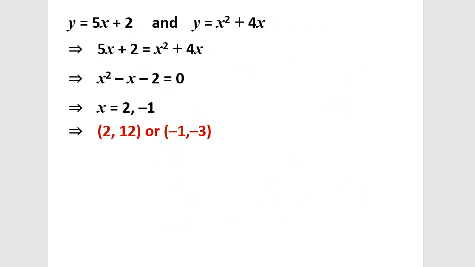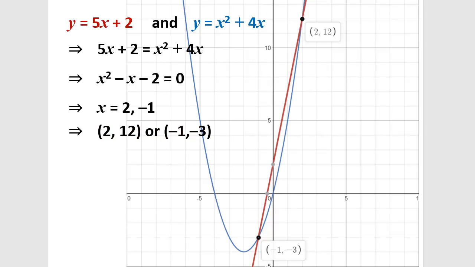So what happens when we're solving our simultaneous equations? Got a couple of them here, and our answers are (2, 12) and (-1, -3). Well, what happens is the red line crosses the blue parabola in two places. The first one, (2, 12), is 2 across, 12 up.